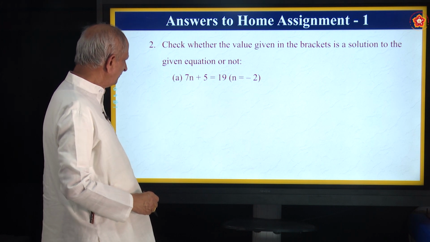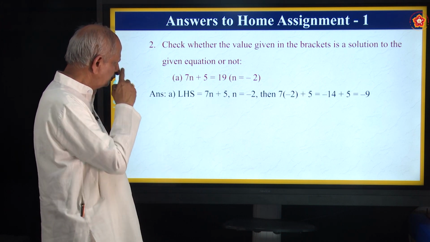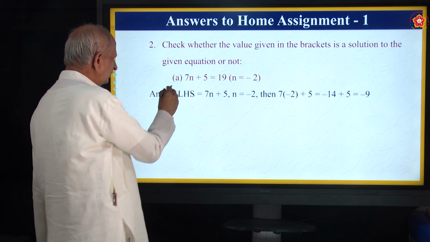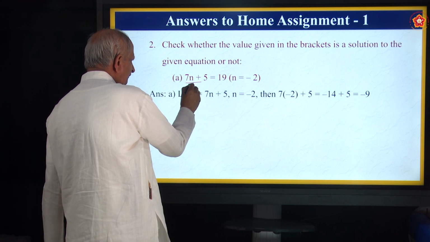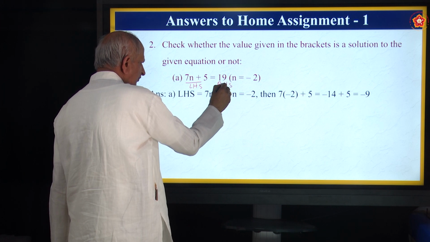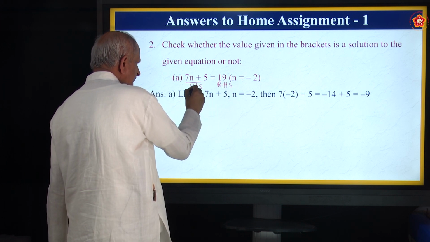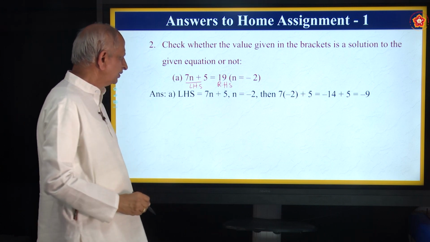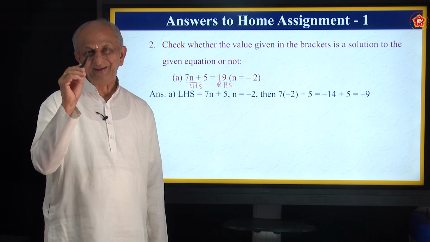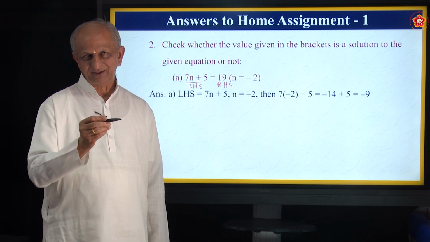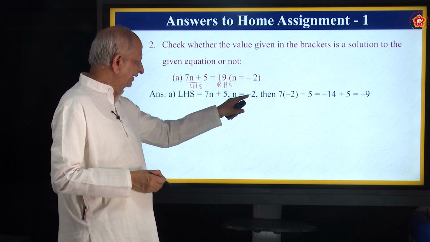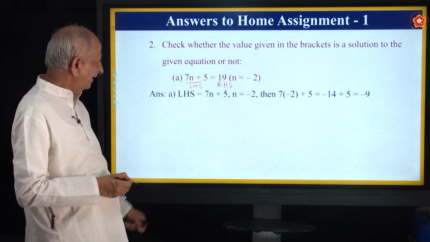Suppose you put n equals minus 2. See, in an equation, this is called the left hand side, this is called the right hand side, and in between you have the equal sign, is it not? And in the place of n, what is n? N is called a variable, just like you have a, b, c, x, y, z, we have n here. Suppose you put n equals minus 2, what happens?